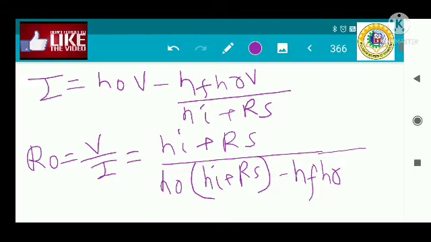So hope you got that. So these are all the parameters that we have derived associated with the general H parameter model. We have derived the input resistance, the voltage gain, the current gain, the overall voltage gain, also the overall current gain, and then lastly the output resistance. Okay, so these are all the parameters associated with this hybrid model.